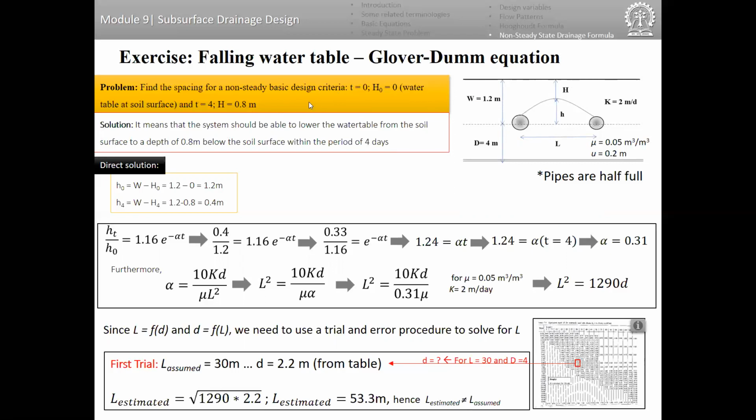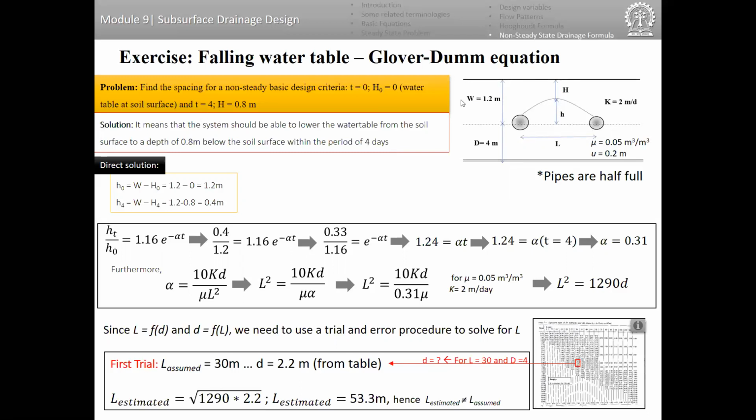That is your design criteria, and for this we have to come up with the spacing. Okay, so this is the problem, and other information is given here. The depth to the drainage base is 1.2. D is given as 4 meter. H values are given for time t equal to 0, and time t equal to 4.